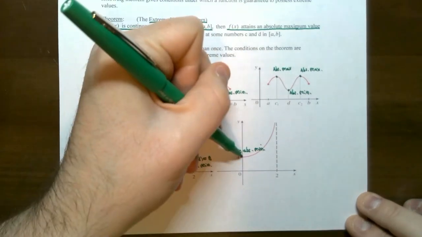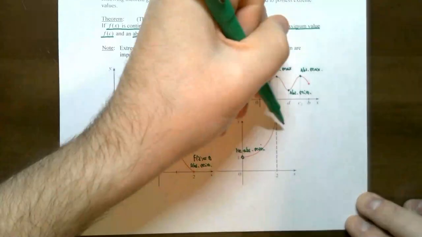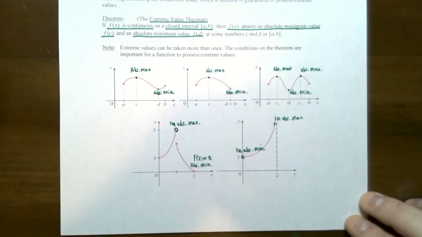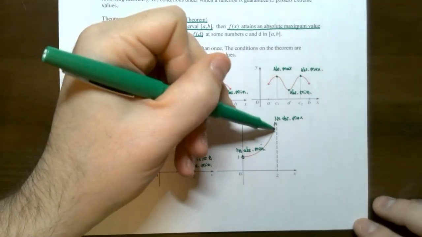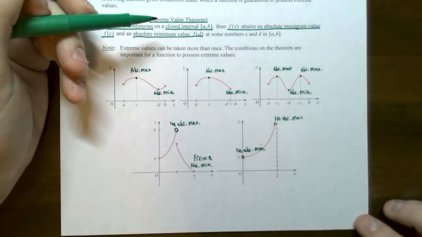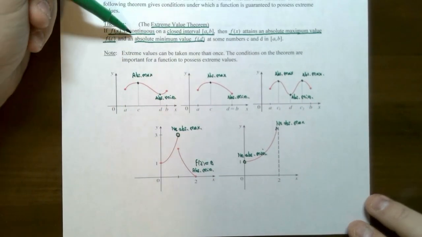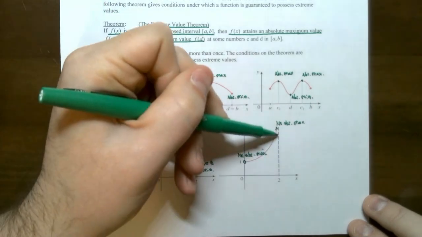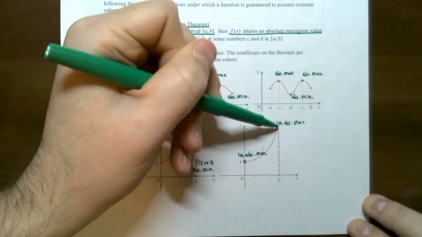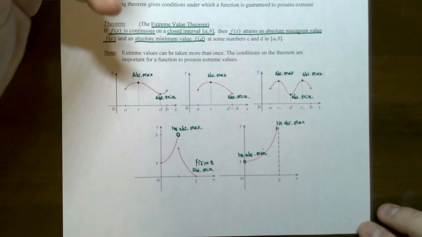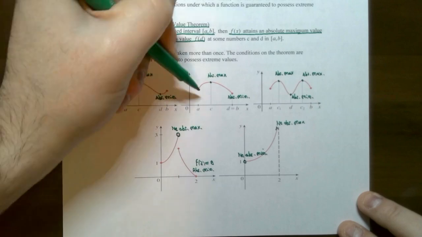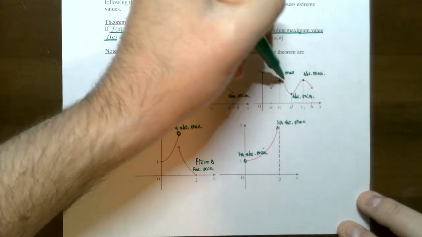That point's not included, open, and there is no absolute max. It looks like the graph is approaching a vertical asymptote, so the y values will grow arbitrarily large. So this is another example where the extreme value theorem does not apply. The function is not continuous at x equals 2 or x equals 0, and it's not even a closed interval. It's not including 0, and it's not including 2. The only case where you have an absolute max and an absolute min is closed interval, continuous.